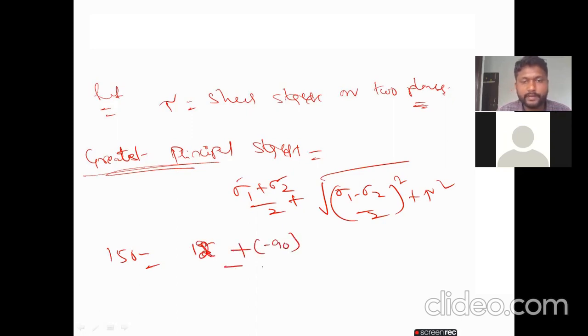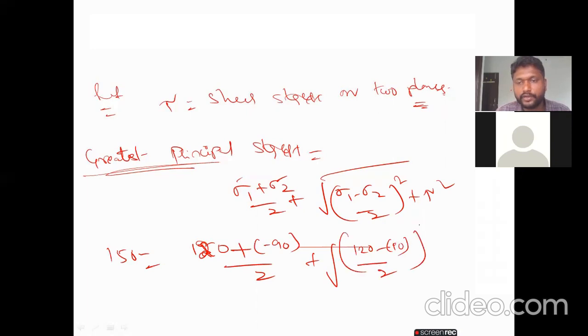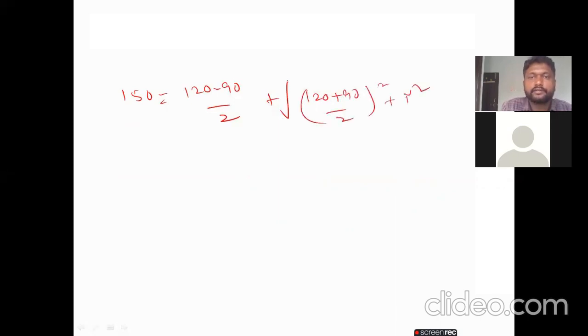plus minus 90 by 2 plus square root of ((120 minus 90) by 2) whole square plus tau, which is unknown, tau square. So now 150 equals (120 minus 90) by 2 plus square root of ((120 plus 90) by 2) whole square plus tau square. So my dear students, please tell me the tau value. I will wait for your answer.